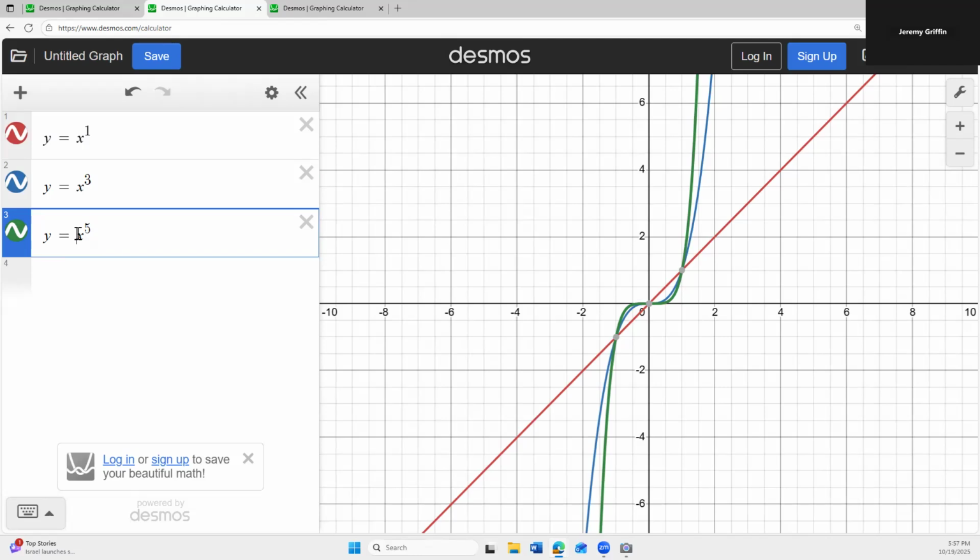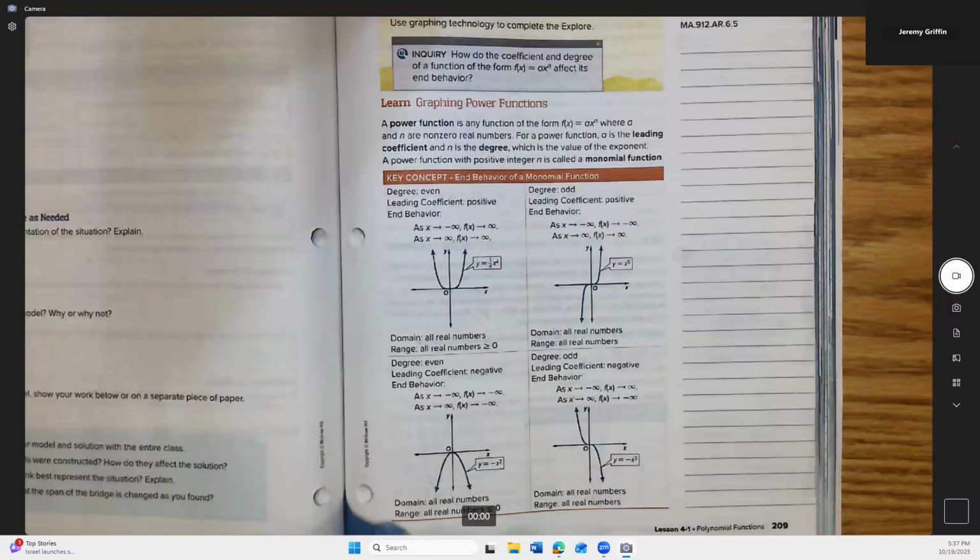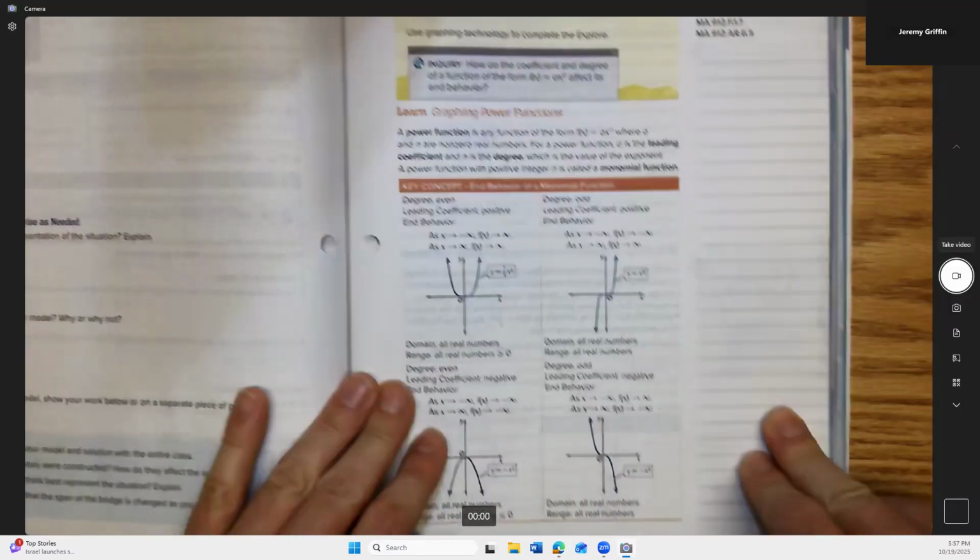If I slap a negative on one, let's take this green one, slap a negative, oh, now it's upside down. Now it goes up to the left forever and down to the right forever. So that's upside down. And so that's all that table was saying. Right? Just like that. Okay, so we got that.